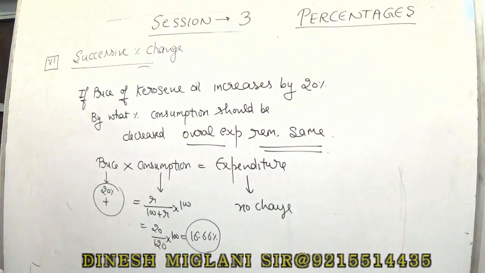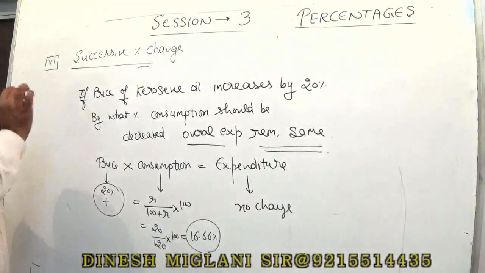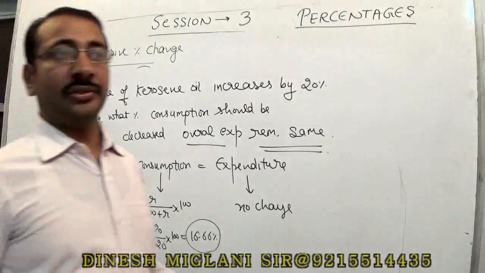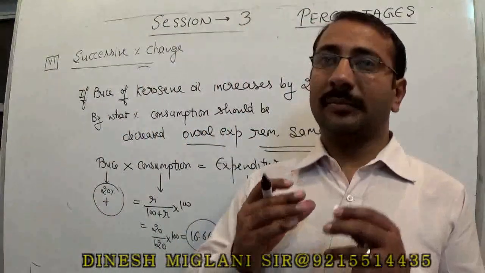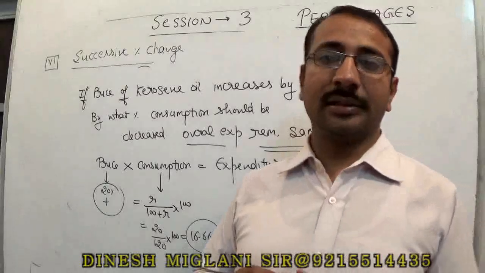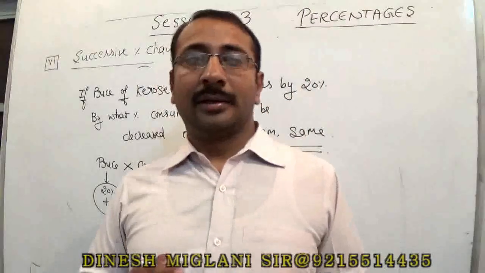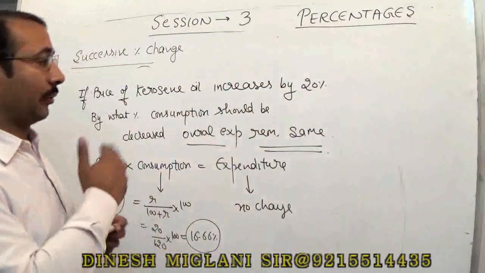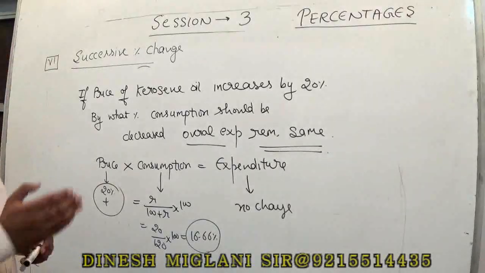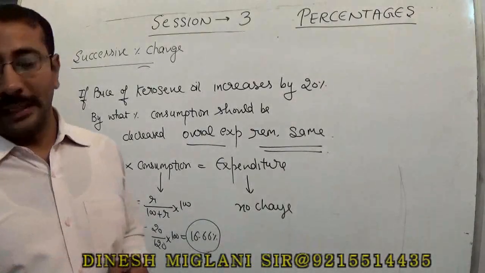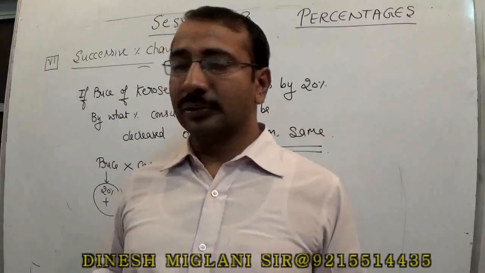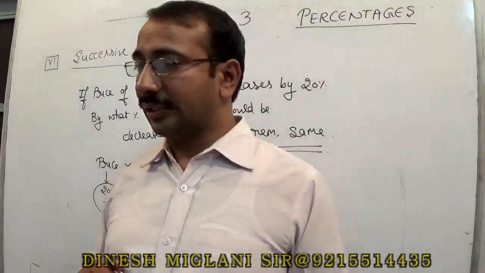I hope the concept is clear to you now. This concept is known as percentage change. It can be applied whenever some numbers are multiplied, generally two or it may be three, and you have to find the overall percentage change or the percentage change in any one of the quantities. By applying this formula, you can find the percentage change.